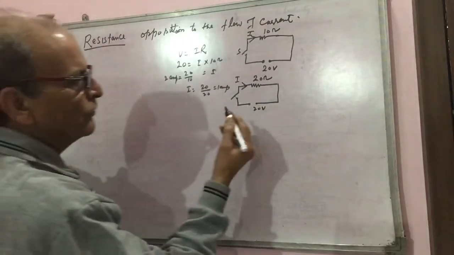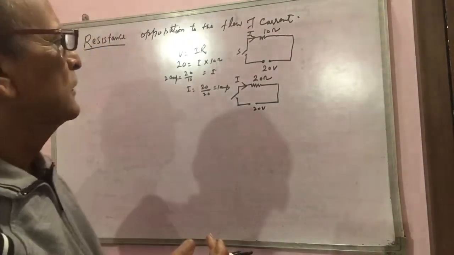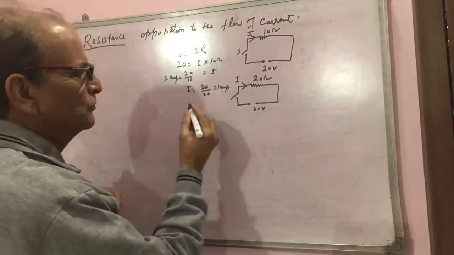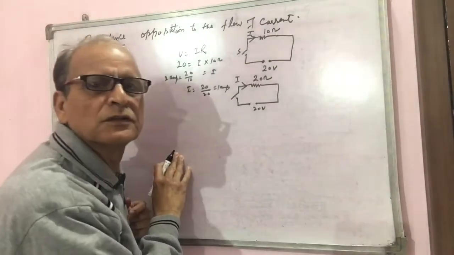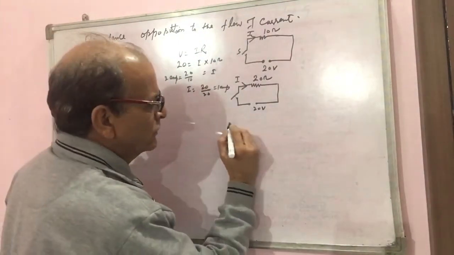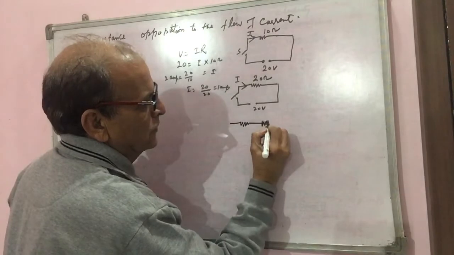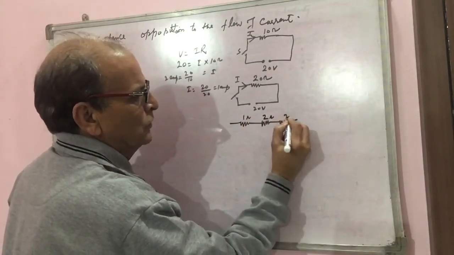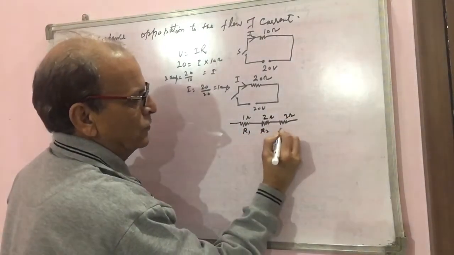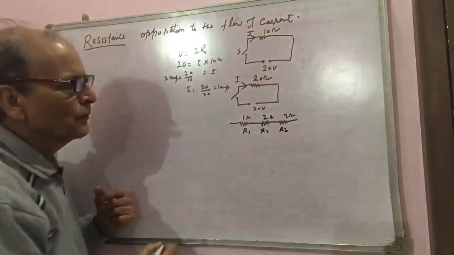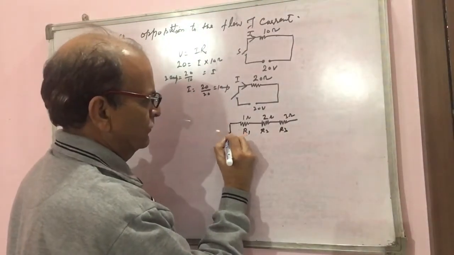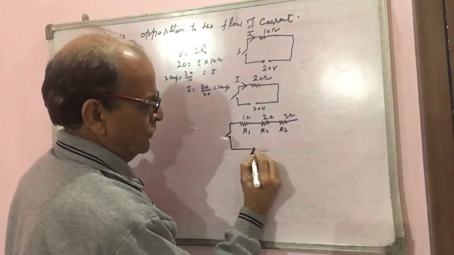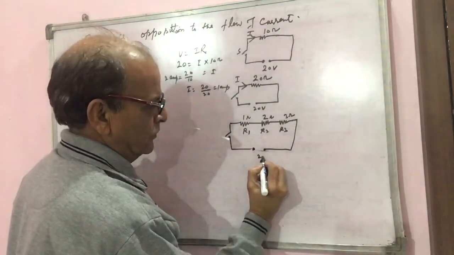Now we have resistance in series and resistance in parallel. I will tell you the formula when a number of resistances are connected in series. Let us say we have three resistances connected in series: 1 ohm, 2 ohm, 3 ohm, R1, R2, R3. And a voltage source of 20 volt is connected to it.